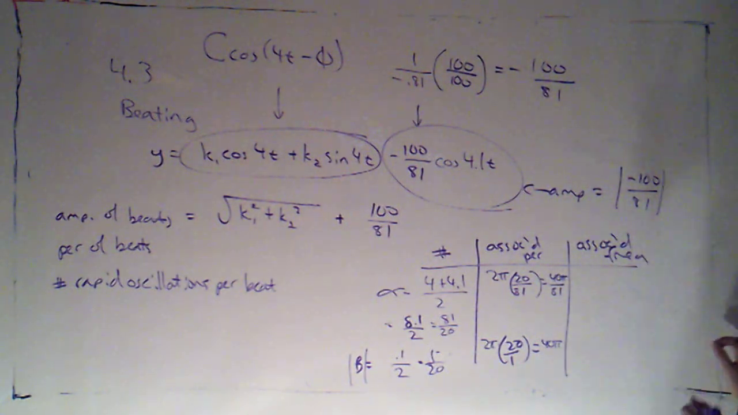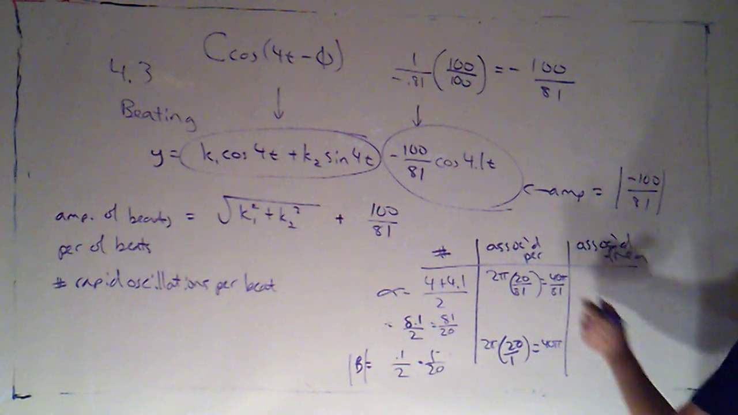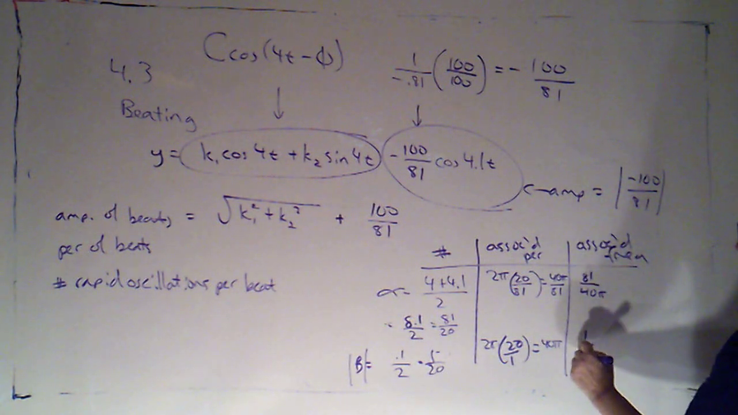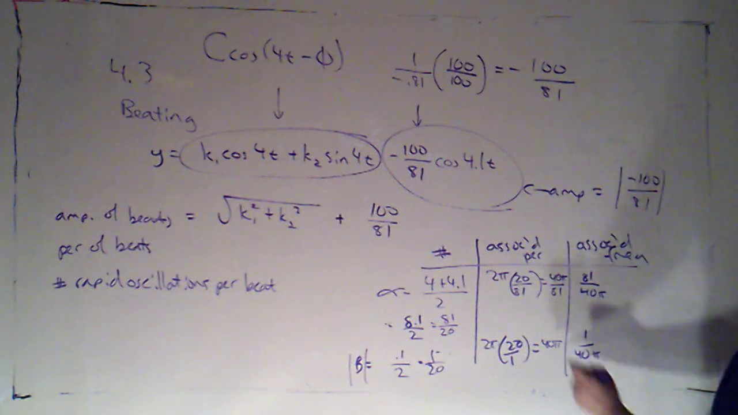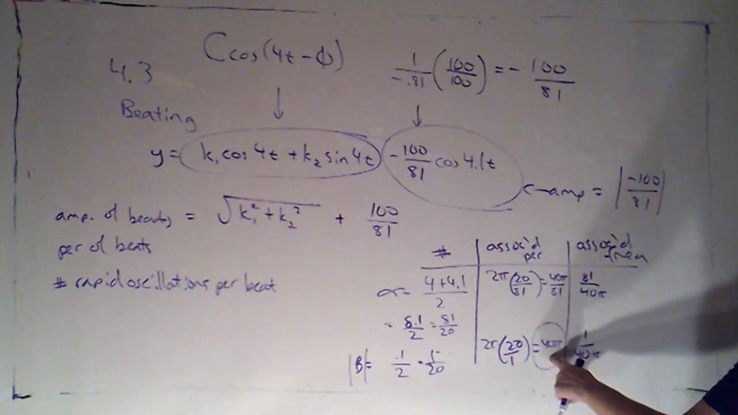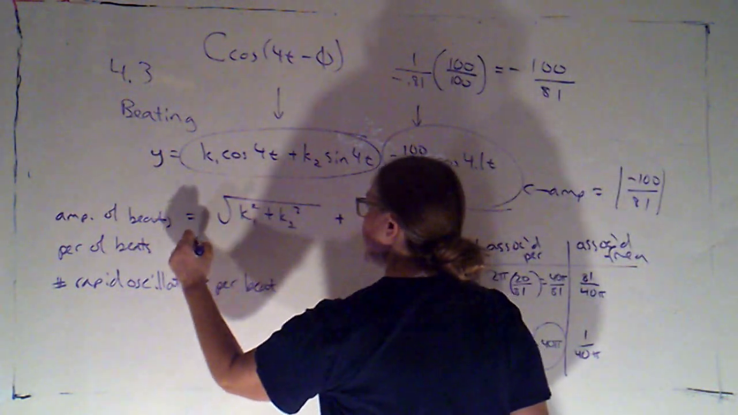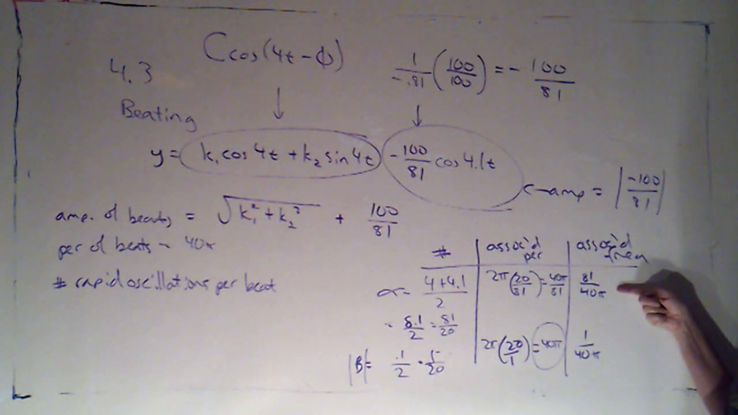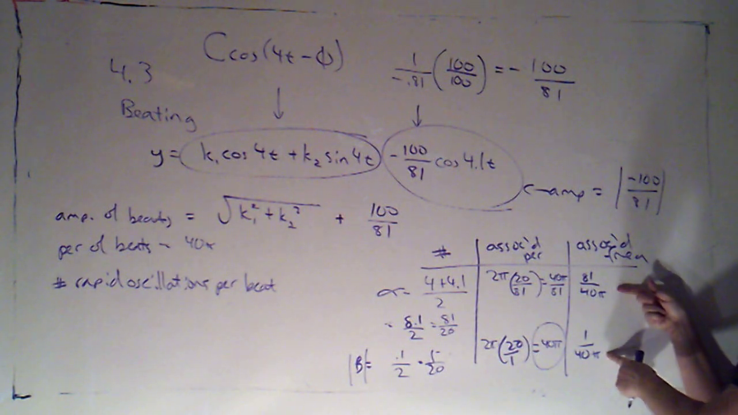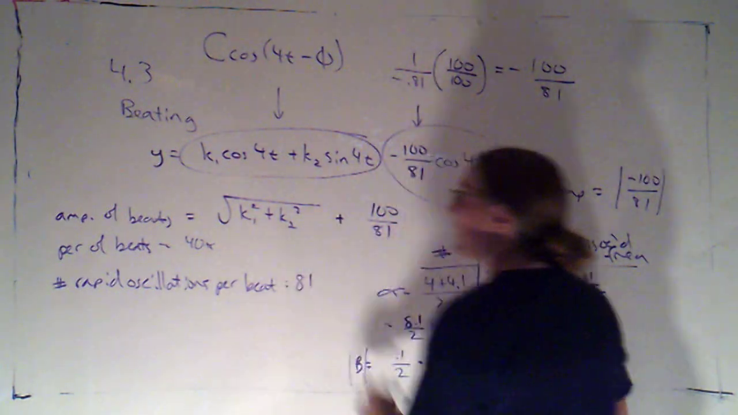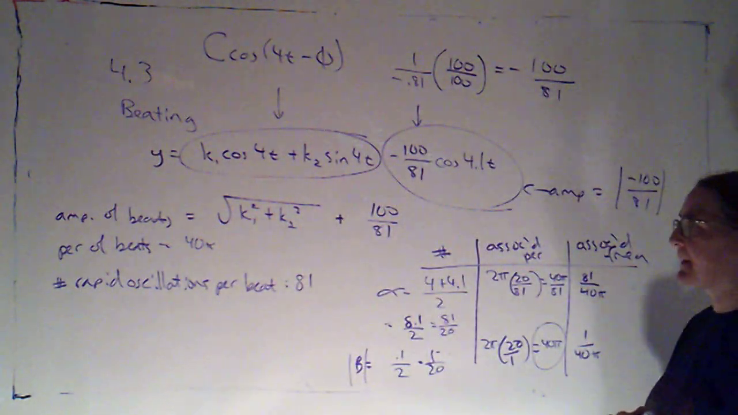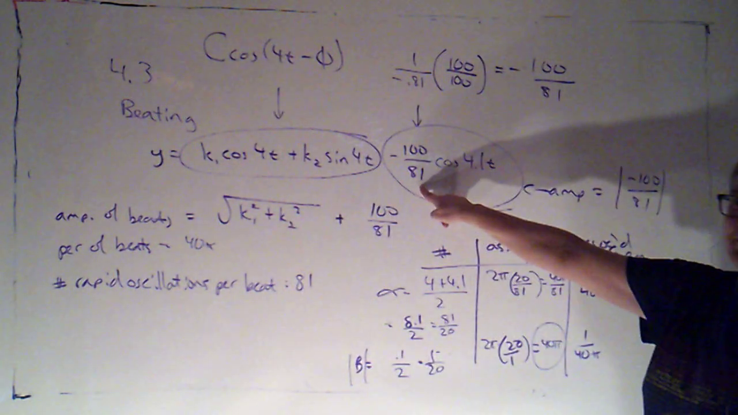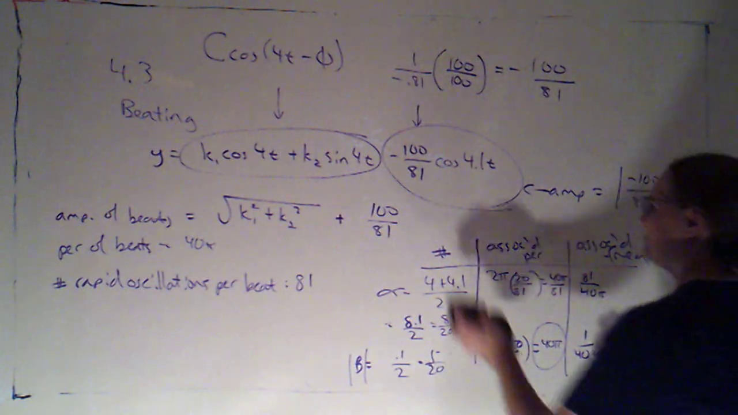The associated frequency is just the reciprocal of the period. So this is 81 over 40 pi, and this is 1 over 40 pi. The bigger period is the period of the beats. That would be 40 pi. And this frequency is 81 times as big as this frequency. So there would be 81 rapid oscillations per beat. Again, for the most part, people did pretty well with this. The thing to look out for is remembering that amplitude can't be negative.